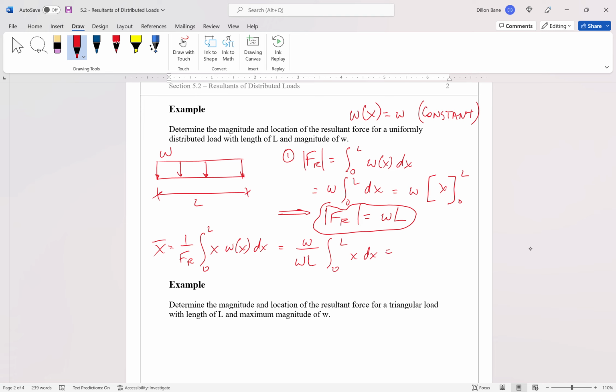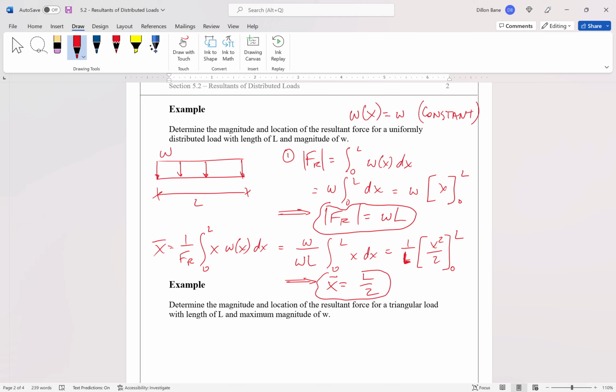All of that cancels out. The w's do. We just get 1 over L times the integration of x dx, which is just x squared over 2. I'm sorry, 1 over L times x squared over 2. Evaluate that from 0 to L. What we find is that we get L over 2 minus 0. So x bar just equals L over 2.